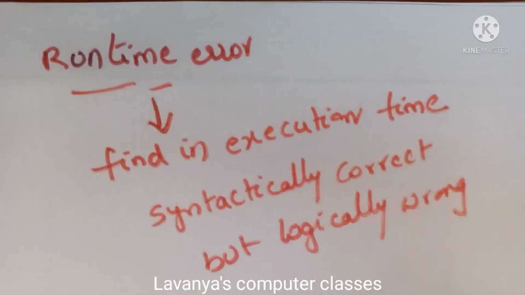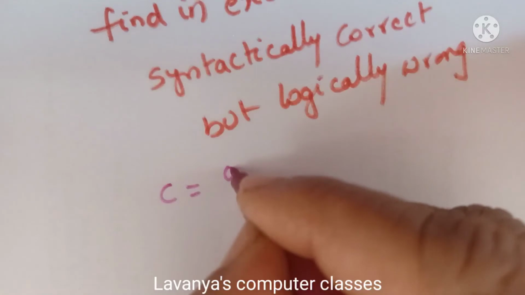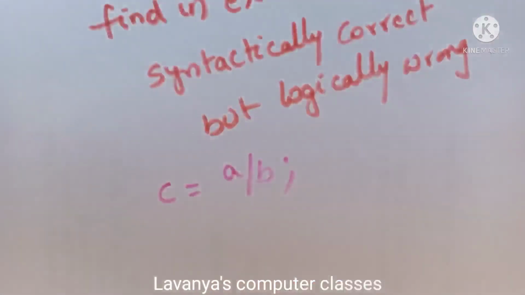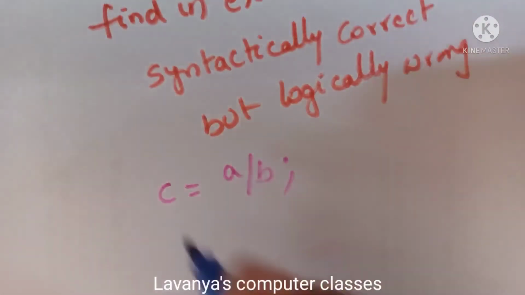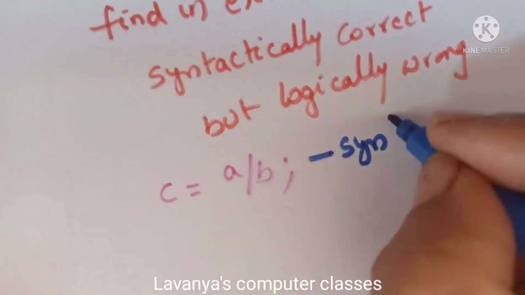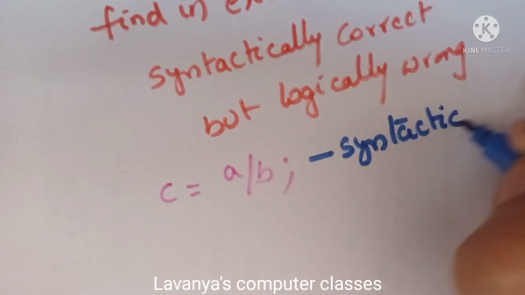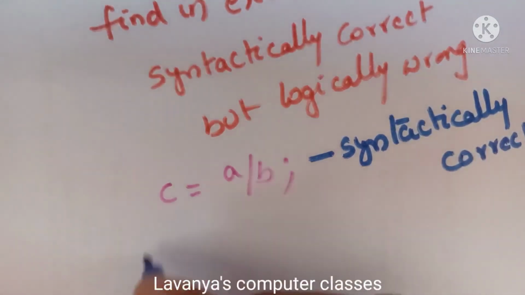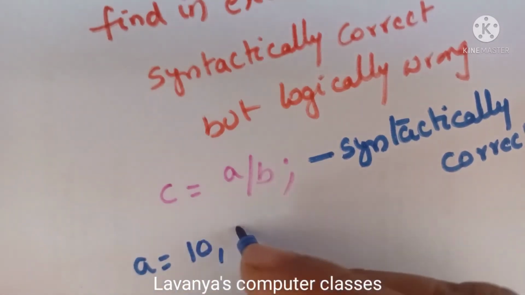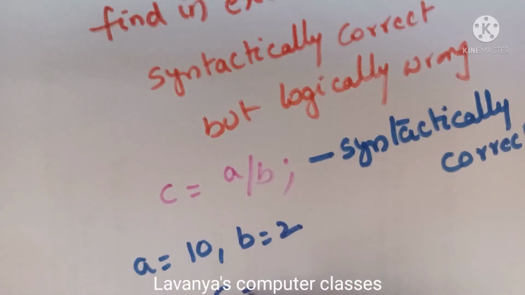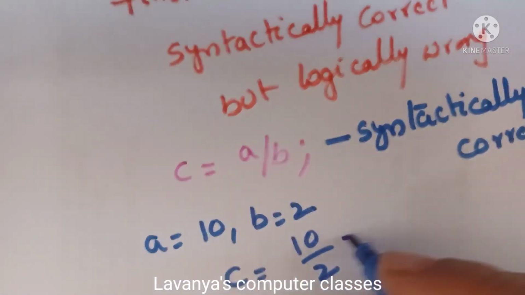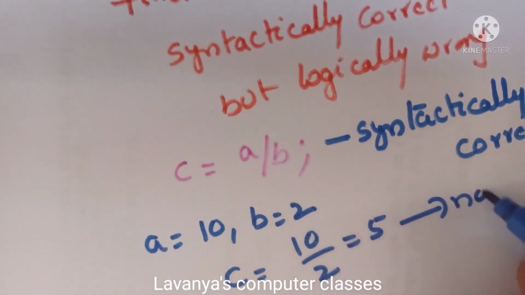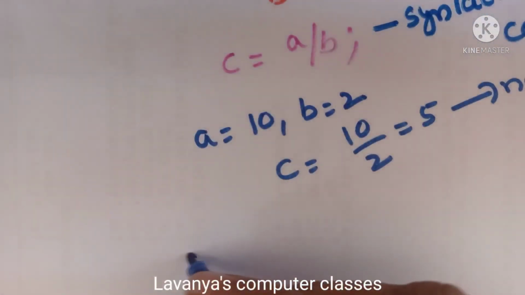That's why, before exception handling, find out what the error is. So these are syntactically correct but logically wrong. Here c = a / b. The semicolon is there, so syntactically it is correct. But it works for some values and for some values it does not work. See here, c = a / b. If I give a value 10 and b value 2, what is the value of c? c is 10 by 2, that is 5. Without any problem we get the answer. So the program is correct for these values.